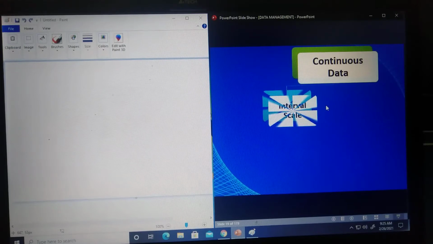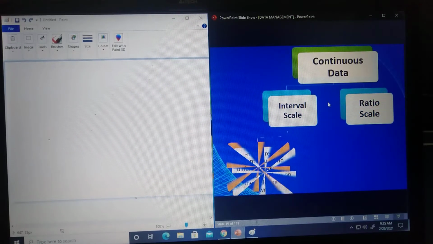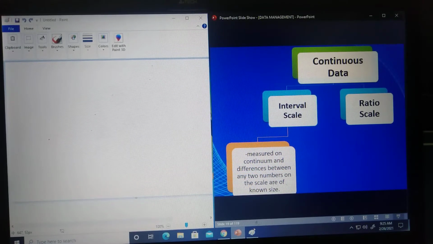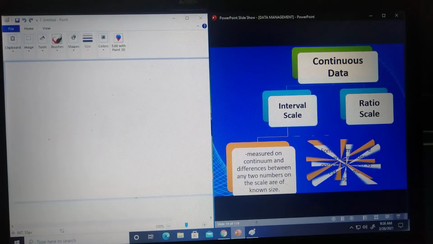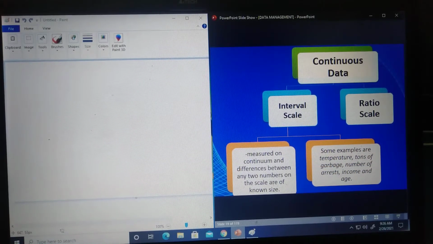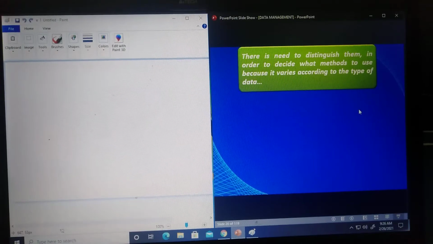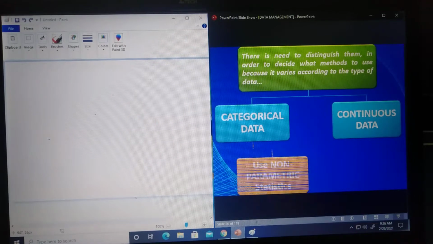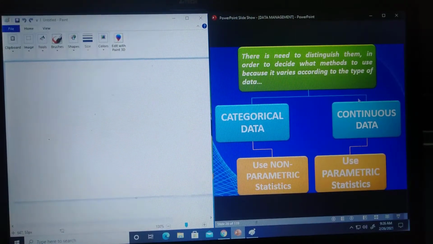Under continuous data, we have interval and ratio. When we say interval scale, it is measured on a continuum and the difference between any two numbers on the scale is of known size. For example, temperature, tons of garbage, number of arrests, income and age. From the word itself, it is continuous. We need to distinguish them in order to decide what methods to use, because categorical data uses non-parametric statistics while continuous data uses parametric statistics.